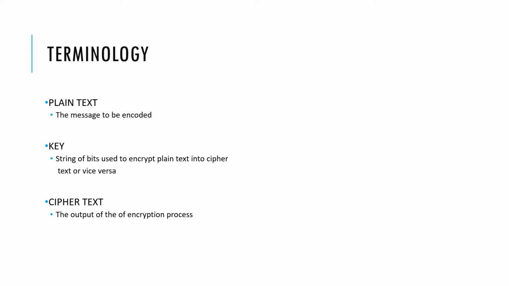Terminology. So throughout the video, we are going to use the following keywords: plain text, key, ciphertext. What is a plain text? The message to be encoded is plain text. Key: a string of bits used to encrypt plain text into cipher text or vice versa. Ciphertext: the output of the encryption process.